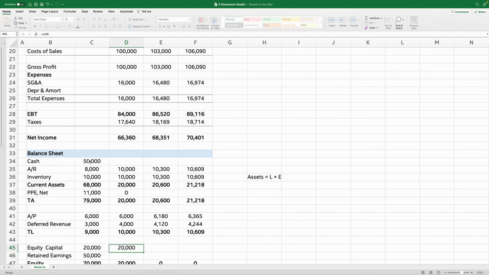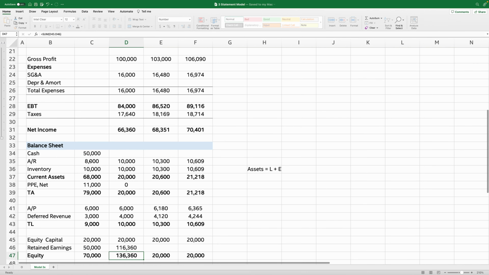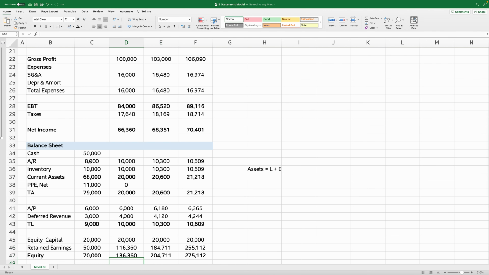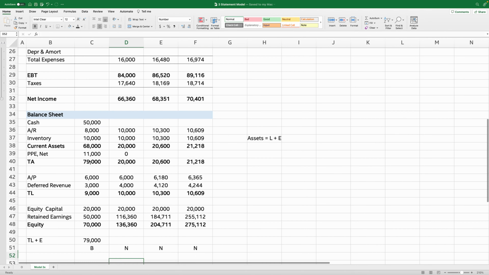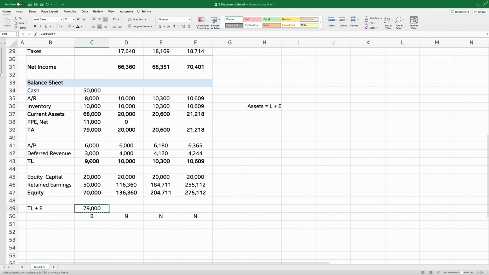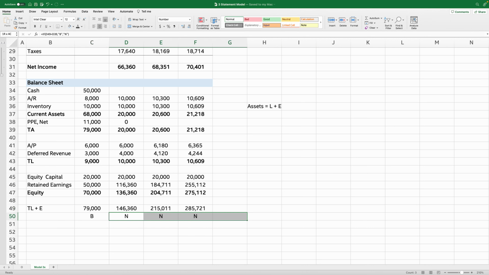Let's assume equity capital stays the same. And retained earnings would be retained earnings plus, as I told you, net income flows directly into retained earnings on the balance sheet. So it'd be the prior amount plus the new that's coming in. And then total liabilities, bring this over. And none of these should balance because we're missing two things, PP&E and cash.